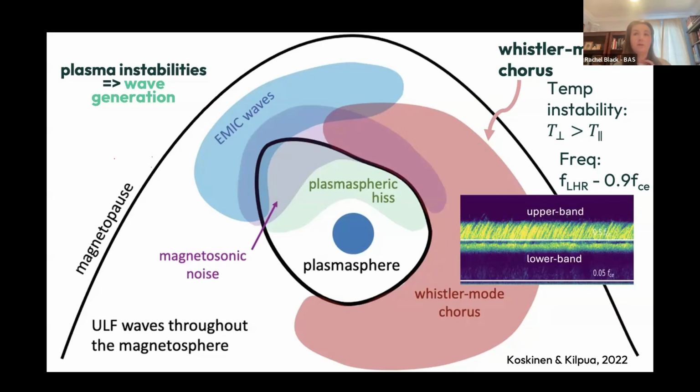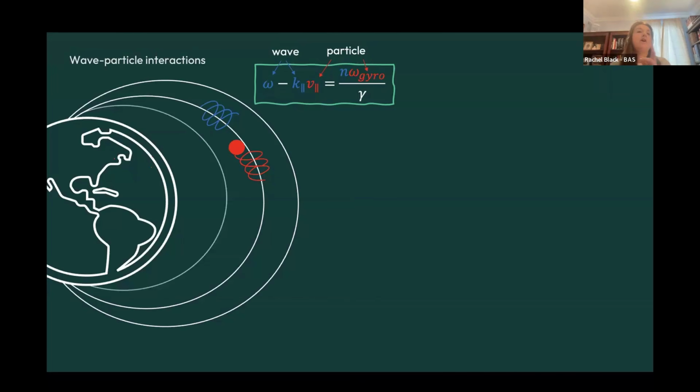Now, why are we concerned with these waves in particular? Here I've got a very simplistic view of the inner magnetosphere, and chorus waves can undergo resonant interactions with these energetic particles in the radiation belts. Here I have an example of a red particle spiraling around its field line, where if it meets a wave with a Doppler shifted frequency that matches the gyro frequency around this field line, we can get a resonant interaction and exchange of energy as described by this resonance condition.